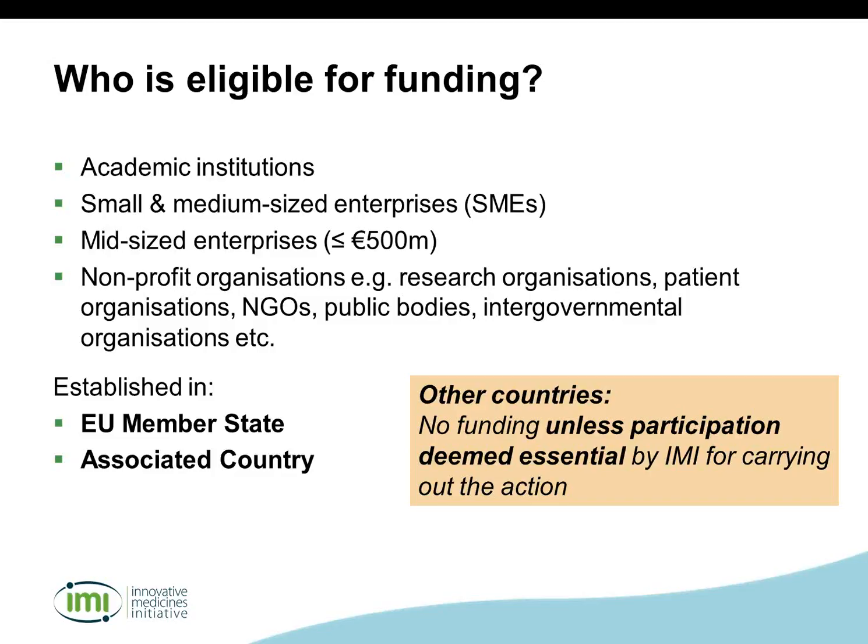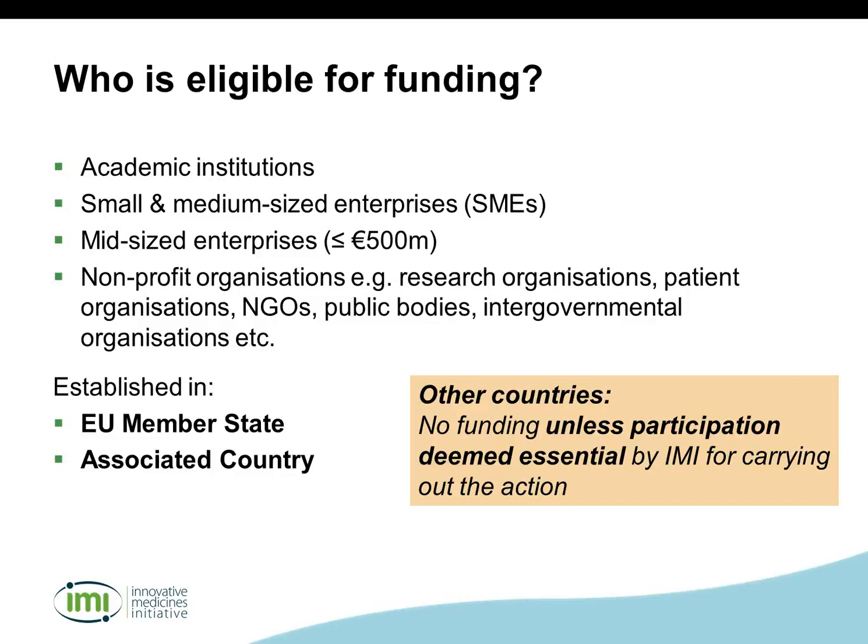Obviously, these organizations need to carry out activities which are relevant for IMI GU and relevant for the specific topic you are applying to. One additional condition for this type of organization is that they need to be established either in an EU member state or associated country. This means that third country organizations are in principle not eligible for GU funding. They can be part of an applicant proposal, but they can in principle not request funding.